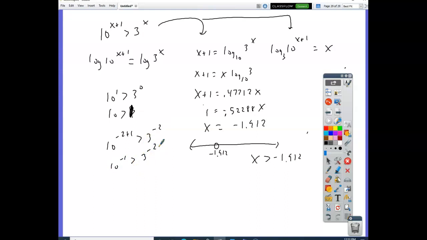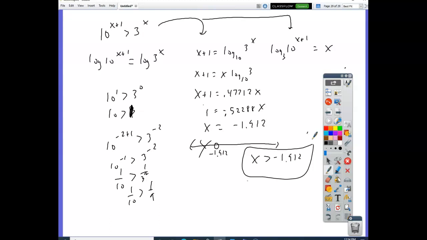What is 10 to the negative 1? 1 over 10 is greater than 1 over 9, right? 1/10 is greater than 1/9. Is that true? No, so that's not true. So therefore, this is the only place it is true.